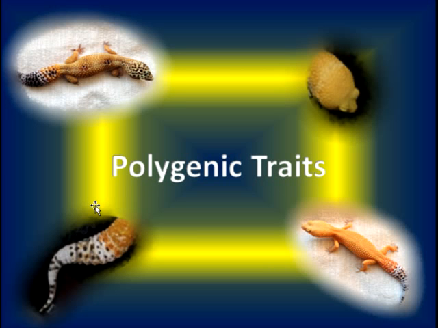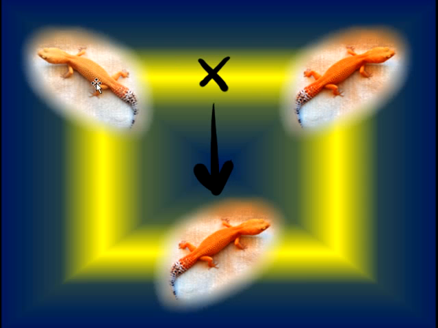Okay, and the next one we're going to talk about are polygenic traits. A polygenic trait is basically where you take a trait that you're trying to breed for and you breed it, like let's just say we're going to try to make an orange animal. You're going to take your orangest animal and breed them together to try to get another orange animal. So it's basically line bred traits.